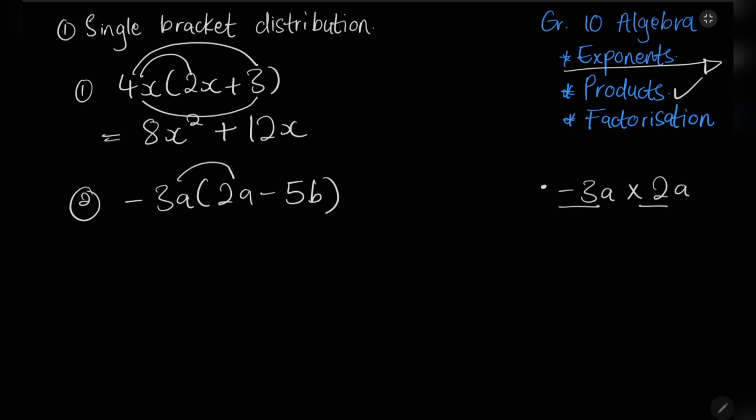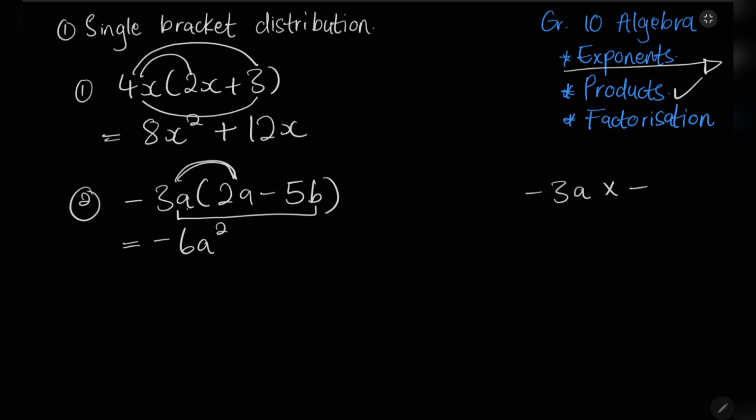So this is negative 3a times 2a. Negative 3 times 2 should give you negative 6. Then a times a is a squared. So negative 3a times 2a gives negative 6a squared. Then you have negative 3a times negative 5b. Negative 3 times negative 5. When you punch it in a calculator, please make sure that you put the negatives in brackets. So it'll look like (-3) times (-5).